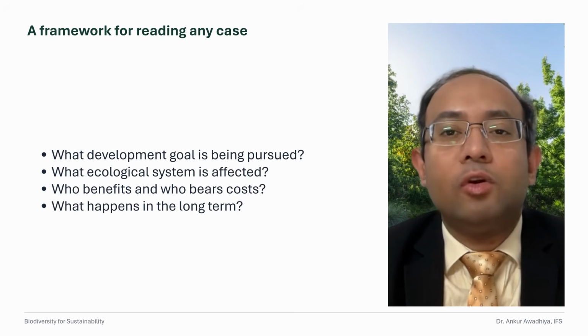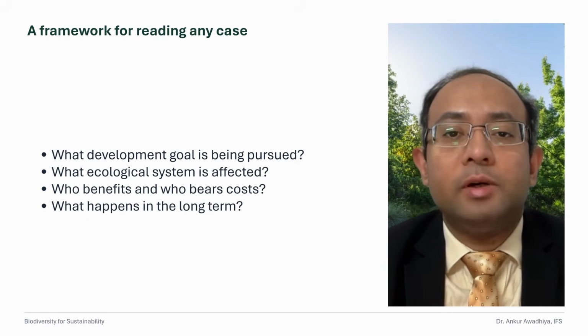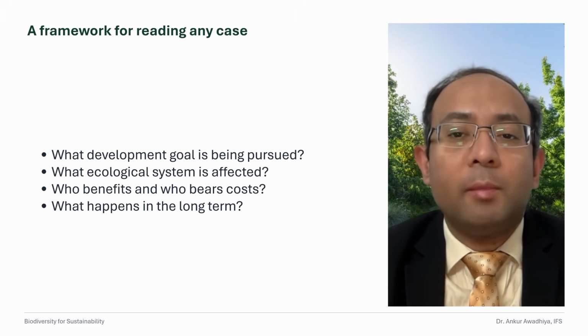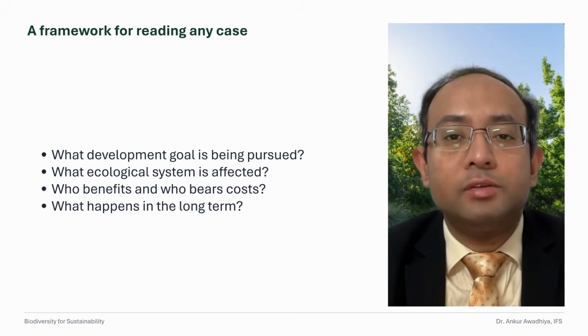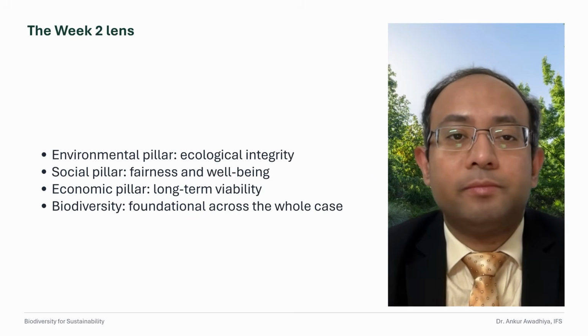Second, what ecological system is affected? Third, who benefits and who bears the costs? Benefits and burdens are rarely shared equally. Fourth, what happens in the long term? Decisions that look attractive in the short term often produce serious ecological or social costs many years later. Keeping these 4 questions in mind will help us read every situation more completely.